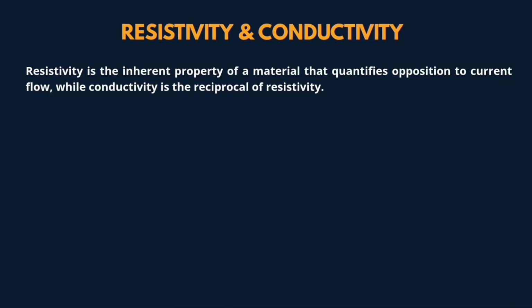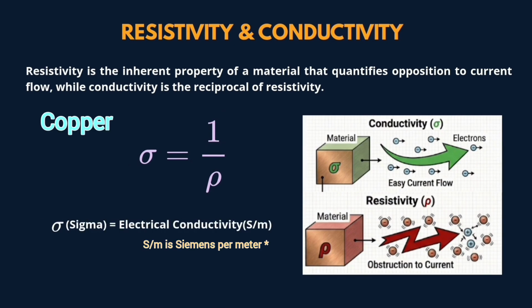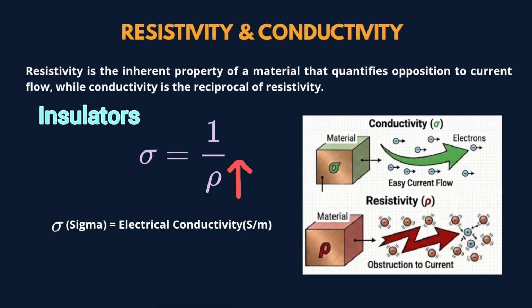Resistivity is the inherent property of a material that quantifies opposition to the current flow, while conductivity is the reciprocal of resistivity. That is sigma equal to 1 by rho, where sigma represents electrical conductivity. Copper has very low resistivity, making its conductivity exceptionally high. Insulators have high resistivity and near zero conductivity.